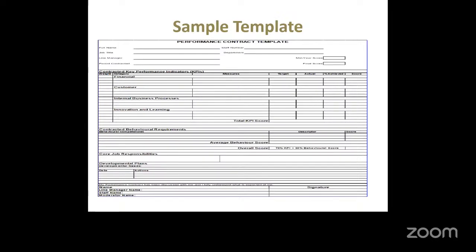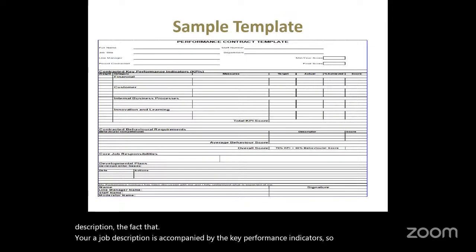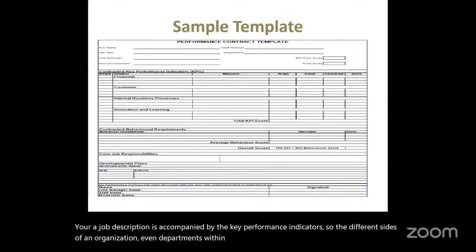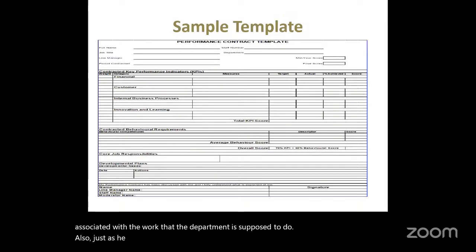That's my view. I think that is a good answer because, if you look at the job description I shared, the fact that a job description is accompanied by the key performance indicators. So the different sides of an organization, even departments within an organization, have different KPIs. So the KPIs are associated with the work that the department is supposed to do. So just as he has indicated, it's not really about the site, but the function of that business unit of the organization.